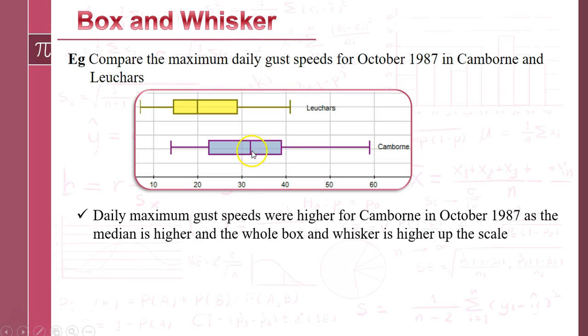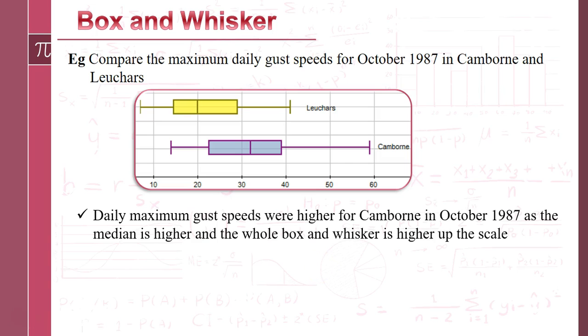Firstly, clearly the median, which is there for Camborne, which is at about 32 compared to around about 20 for Leuchars. So the median's higher. Alternatively, the entirety of this box and whisker is further to the right on our scale, so we can use that as evidence to suggest that the gust speeds were higher in Camborne.